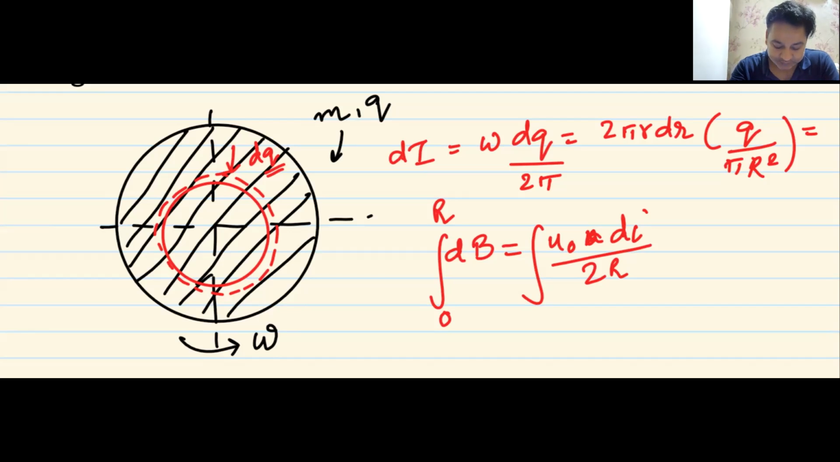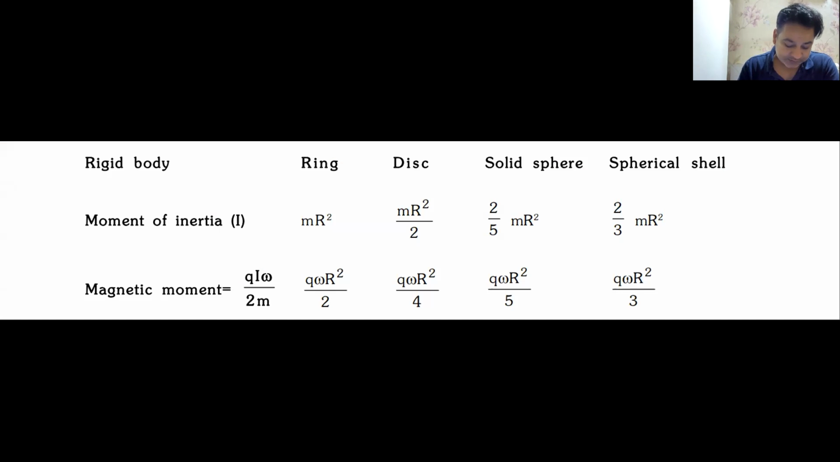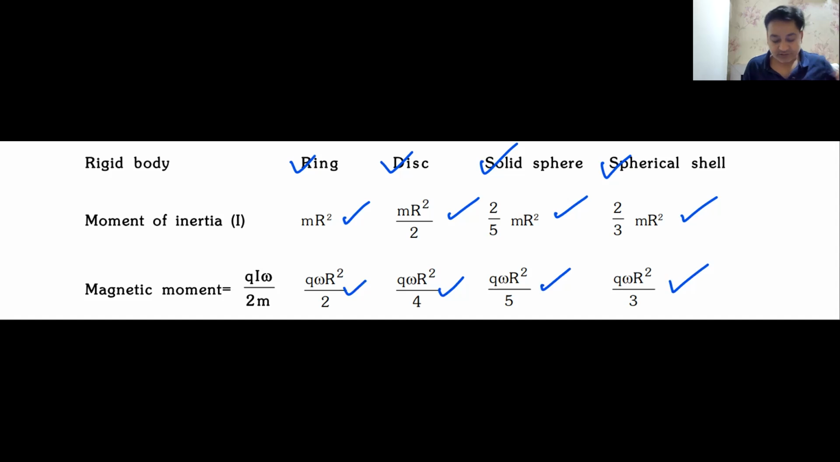Having said that, this is a small table that I have with me, where the magnetic moment and moment of inertia are written, and you see the relation is the same. Do you understand this? For a ring, for a disc, for a solid sphere, for a spherical shell, these are the moments of inertia, and these are the magnetic moments. Got my point? So they have the same thing coming up. They are in the same ratio. M by L is Q by 2m.